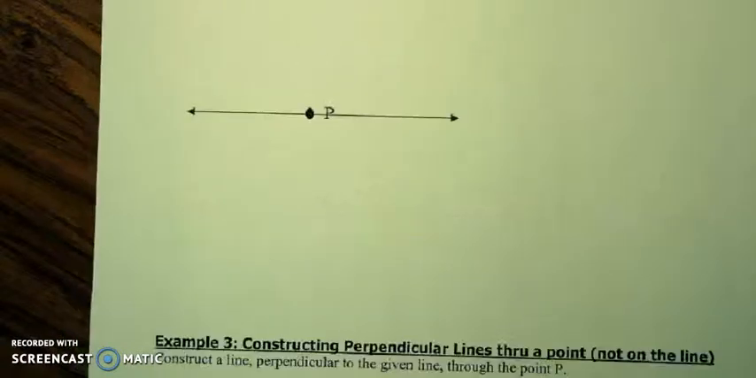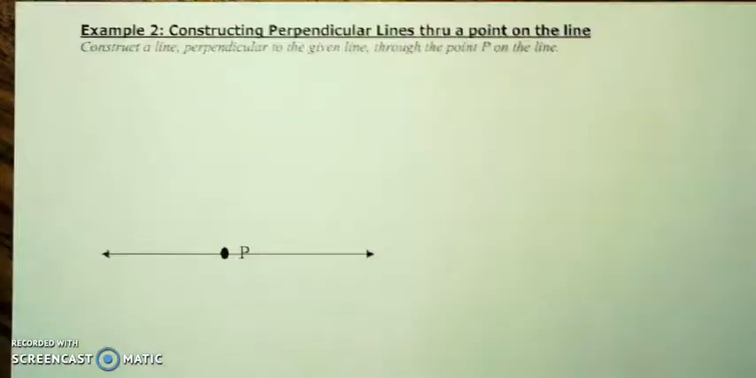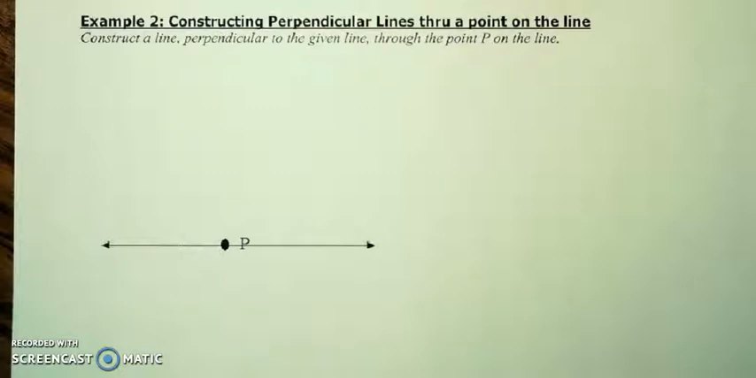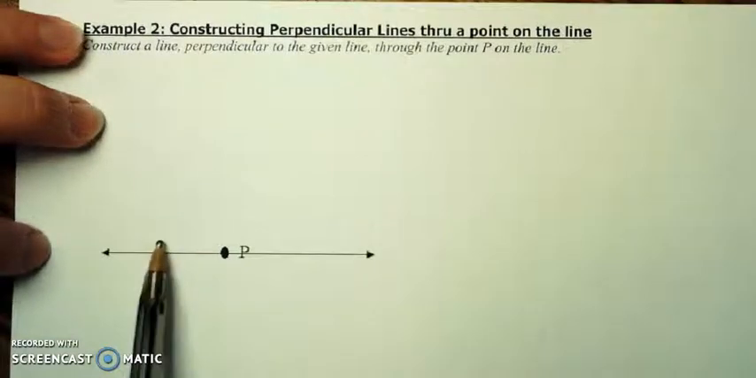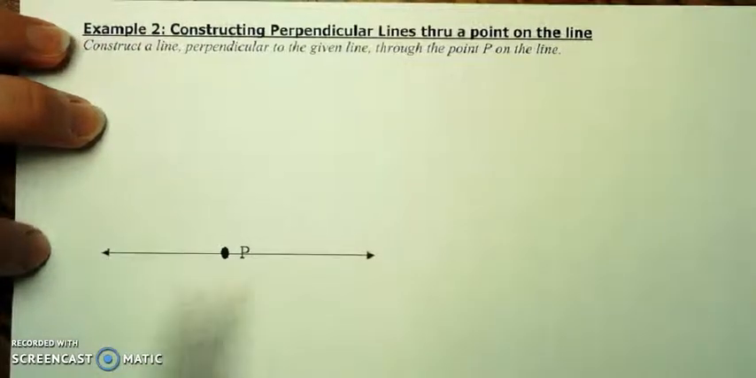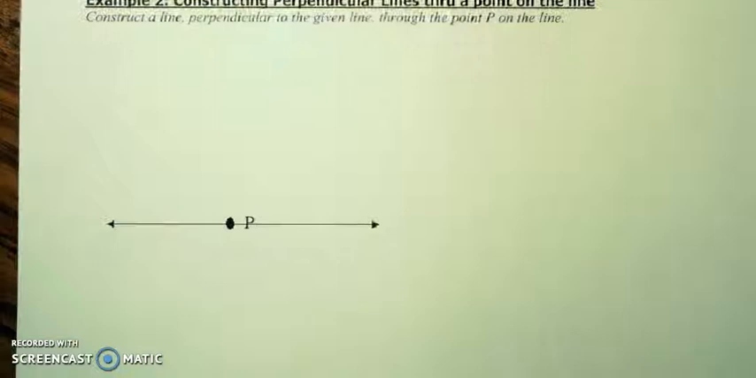Okay, so we're going to start with example 2, which is construct a perpendicular line with the point that we want to be perpendicular through actually on the line. And these constructions will be very similar. So what you want to do, you need to make an arc that comes on either side of point P on the given line here.